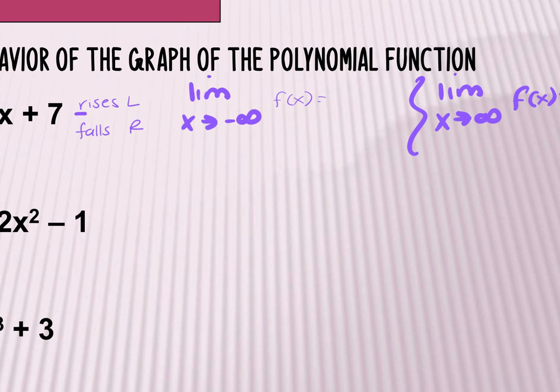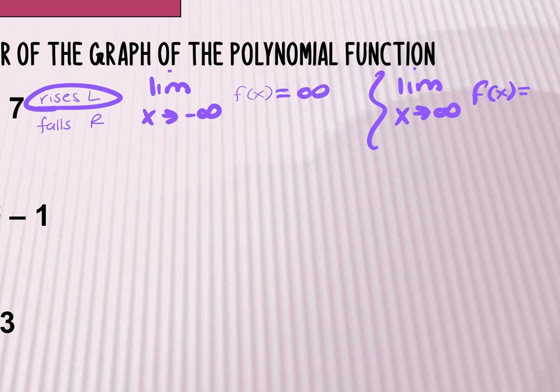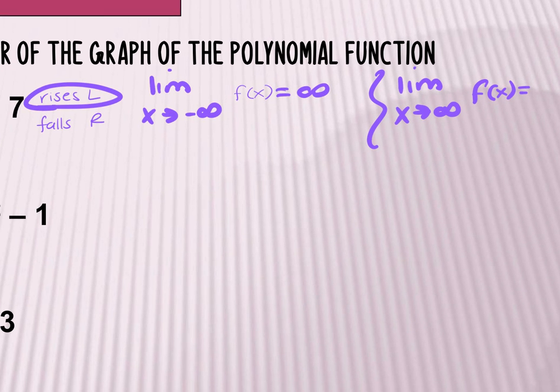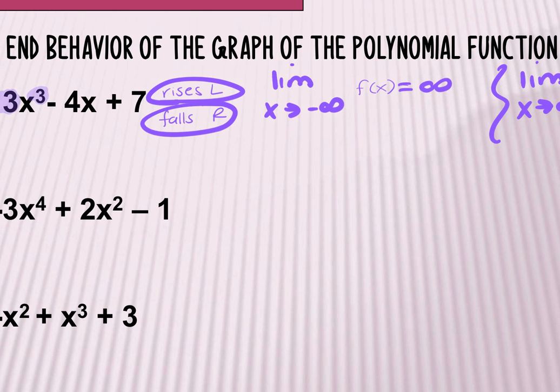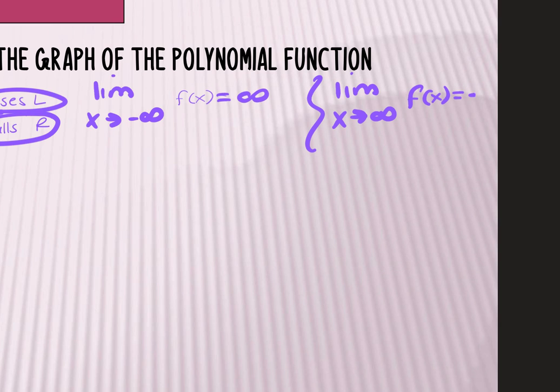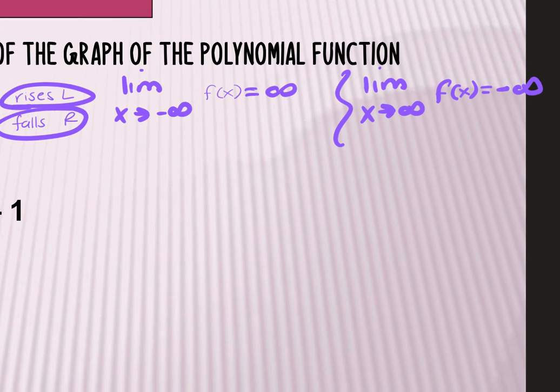As it goes left, it does what? It rises, which means my y is getting bigger, which means f of x is approaching positive infinity. And on the right, as x is approaching positive infinity, so I'm pointing to the right, what's happening to my y values? They're falling, and falling means it's pointing towards negative infinity. So rises, positive infinity, it's getting bigger. Falls, negative infinity, it's getting smaller.